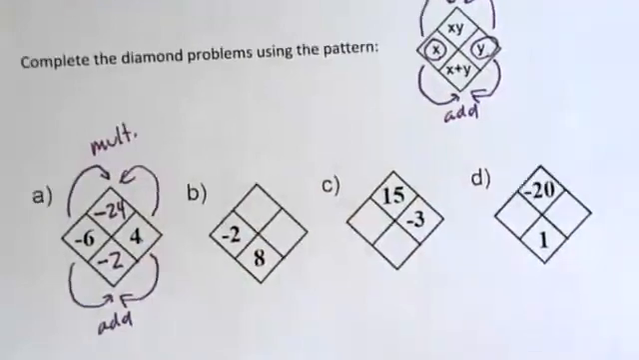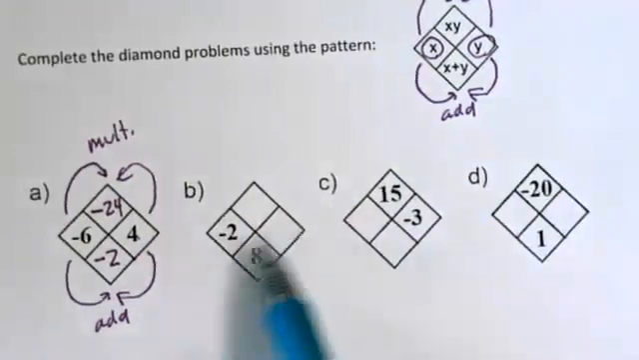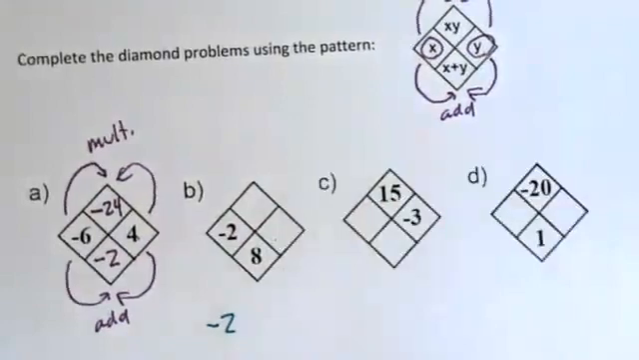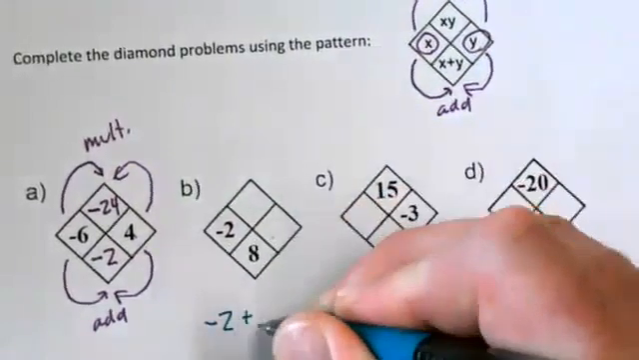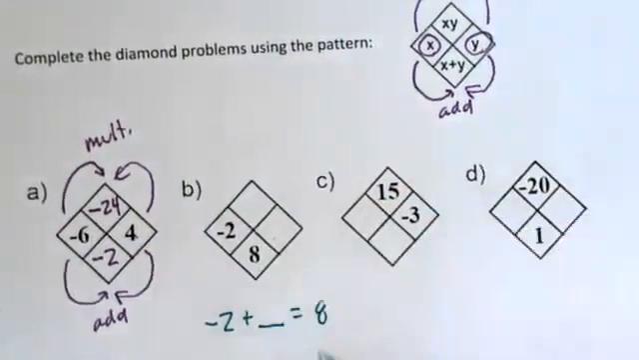All right, now the second one's a little trickier because they did not give us one of the side numbers. They gave us the -2, but we're missing this other one. Well, I know that -2 is going to add with whatever that one on the right is, and it's going to equal 8, right? Because these two side numbers always add to the bottom number.